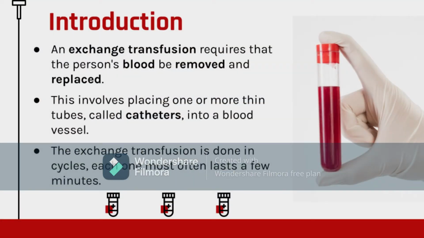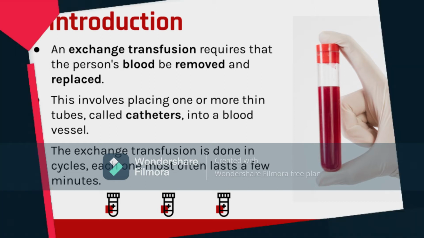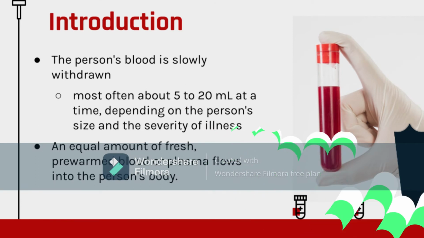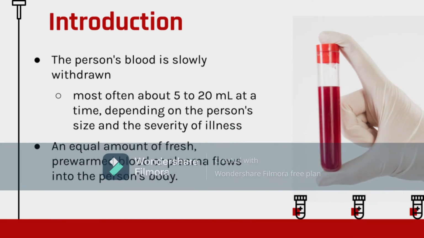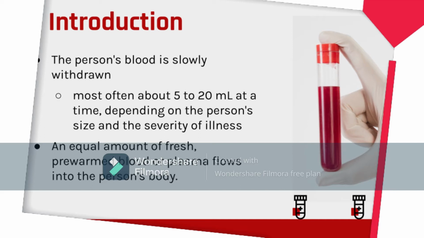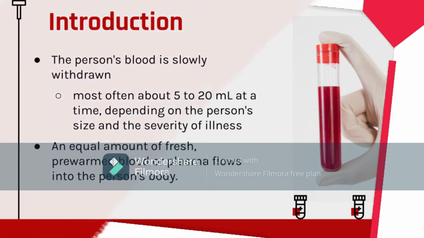Exchange transfusion is a potentially life-saving procedure that is done to counteract the effects of serious jaundice or changes in the blood due to diseases such as sickle cell anemia. The procedure involves slowly removing the person's blood and replacing it with fresh donor blood or plasma. An exchange transfusion requires that the person's blood be removed and replaced. In most cases, this involves placing one or more thin tubes called catheters into a blood vessel.